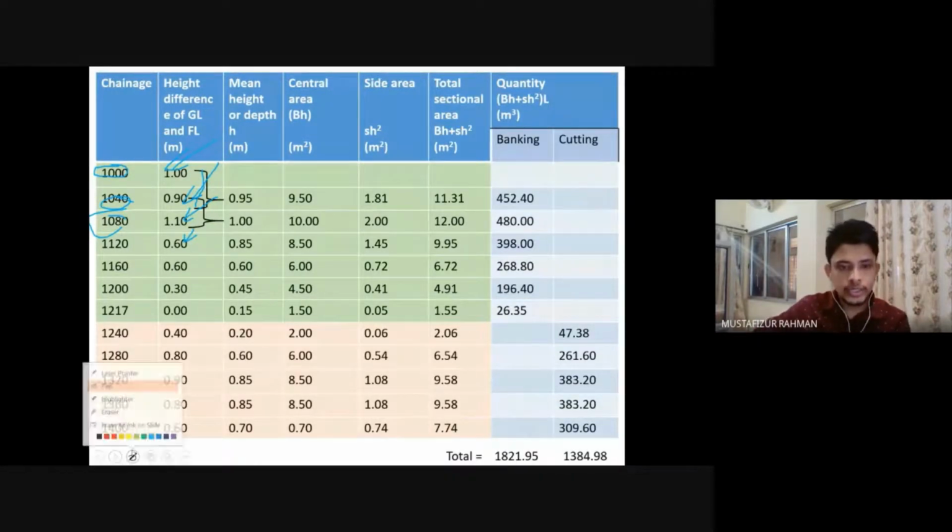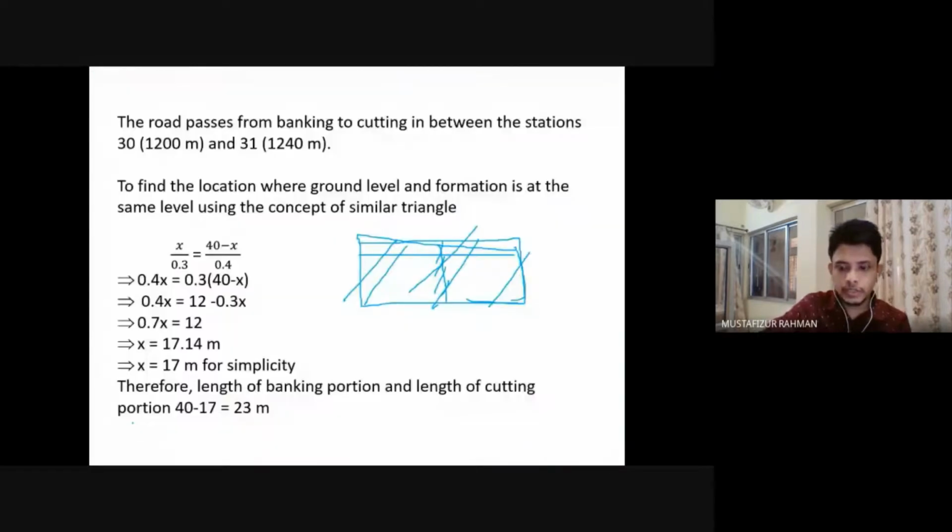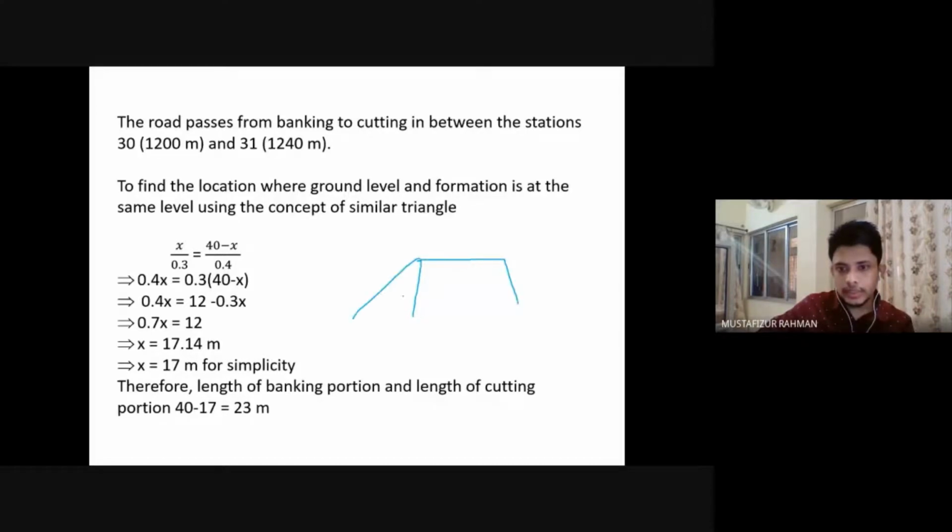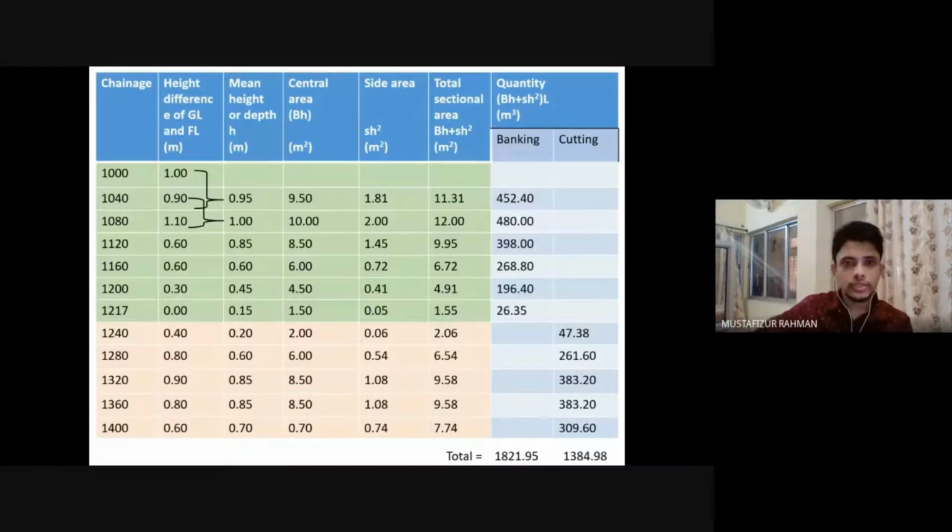What was the central area? The rectangular portion. The road is something like this. There is one rectangular portion in between, that is B into H, and this is SH square on both sides. All right. So those things.